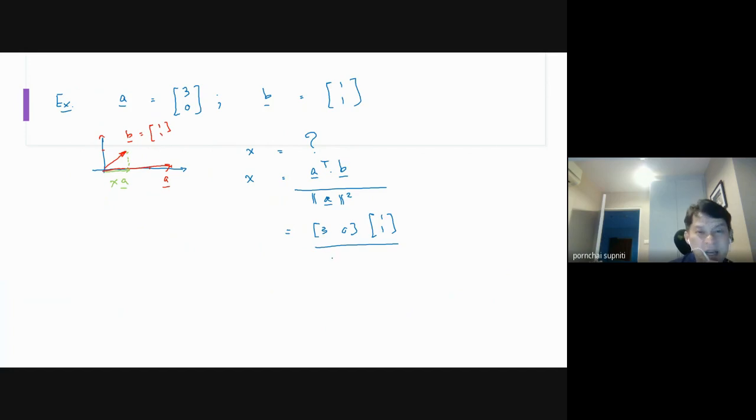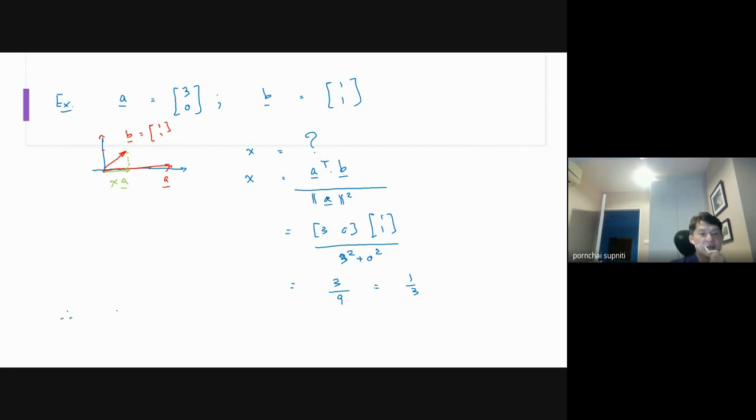Okay, what is the size of A squared? What is the square of the size of A here? Because A only has the one element, you can just say it is 3 squared plus 0 squared. And A transpose multiplied with B, what you have is 3 times 1 plus 0 times 1, right? So you have 3 divided by 9. So X is 1/3.